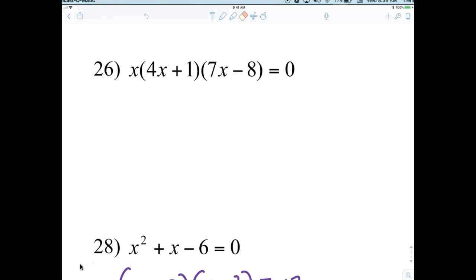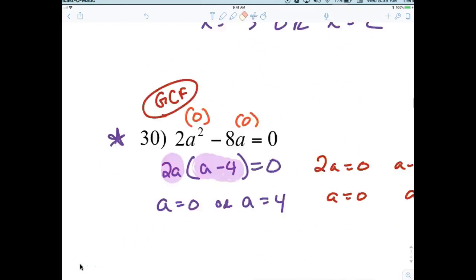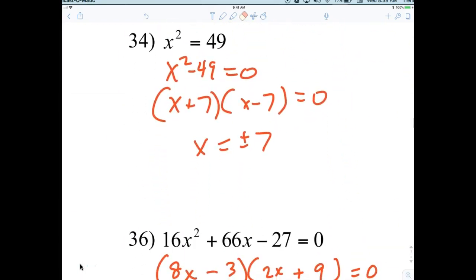X equals 0, right? 4x plus 1 equals 0. 7x minus 8 equals 0. You with me on this or not? Yeah. That makes totally good sense. All right. Yes. Can you do 34? 34. There you have it.